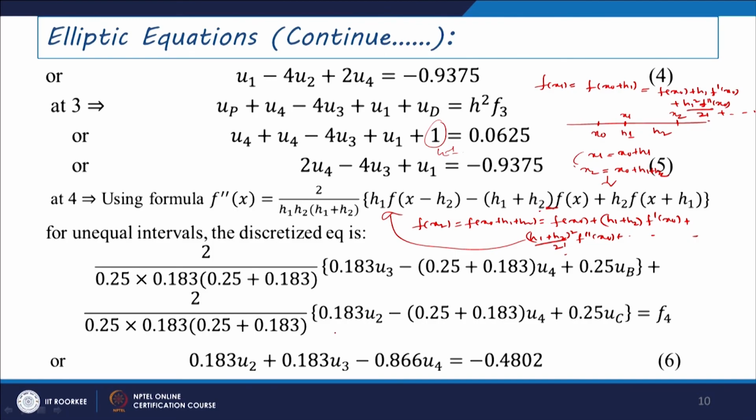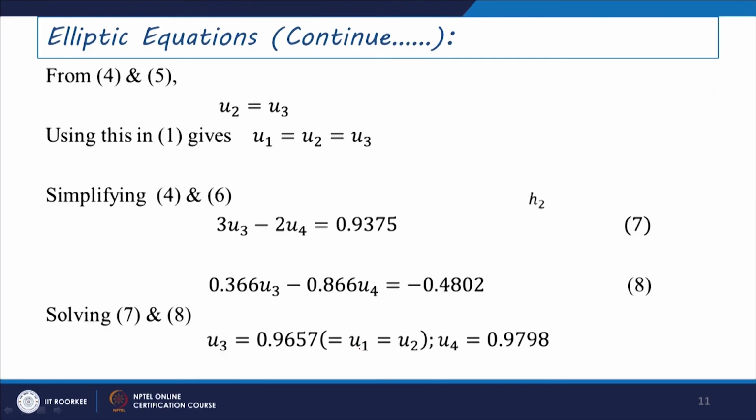Since we are considering the second order derivative for del square u by del x square, we are writing it similarly for del square u by del y square. So this is nothing but f4 there. If we put these values, then the final form we obtain is this linear equation here.